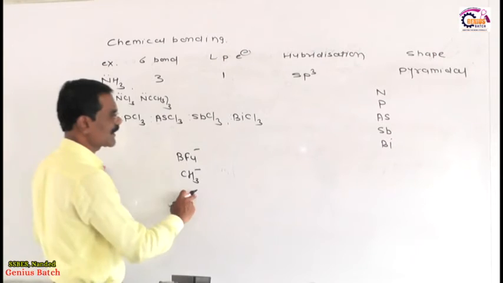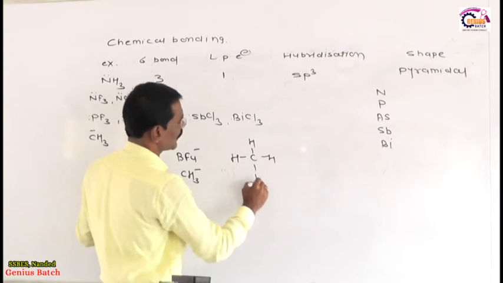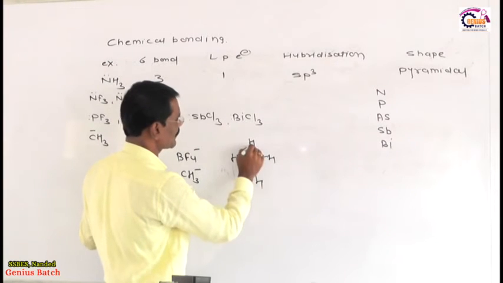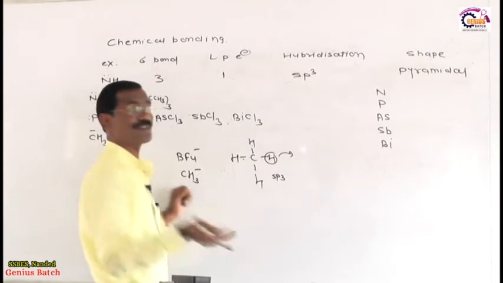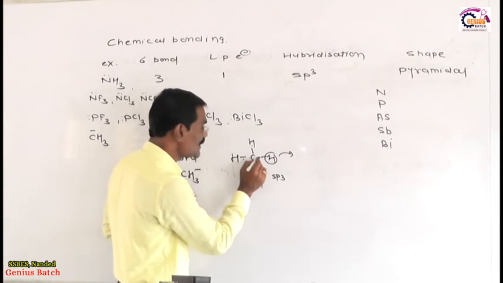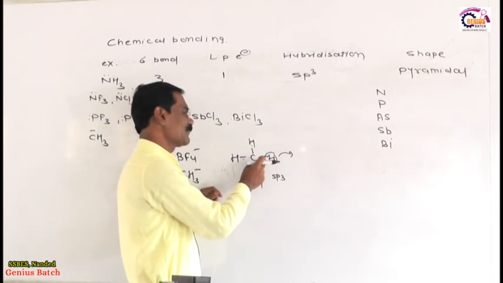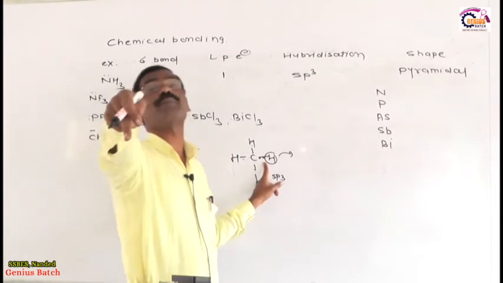But in CH3 minus, what happens? Suppose for example we have 4 hydrogen atoms. What is the hybridization of this? This is sp3, sp3, sp3, sp3. But a hydrogen is removed from this without its electron. It means this electron is present with the carbon atom. My dear student, if this electron is present with the carbon atom, it means this electron is already present in a hybrid orbital.